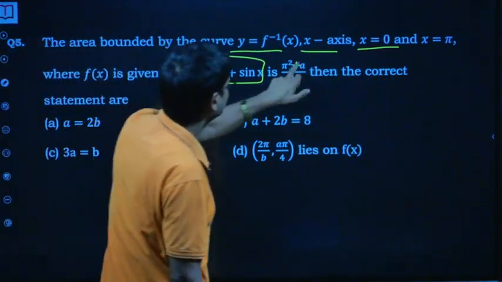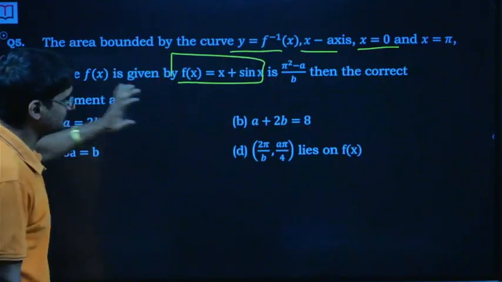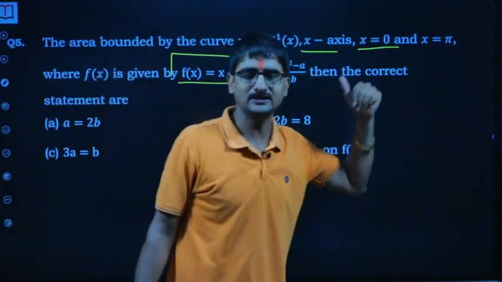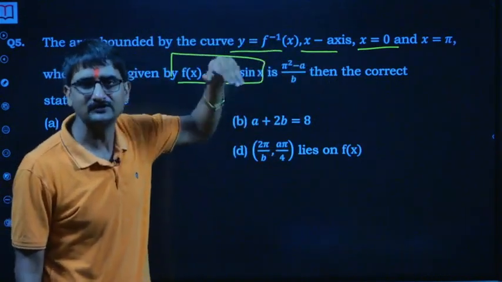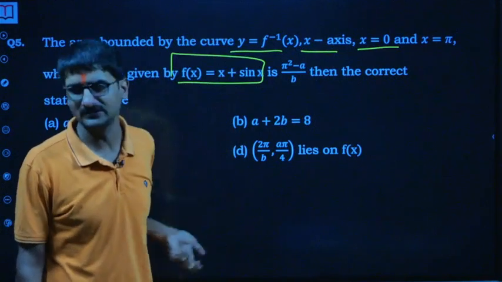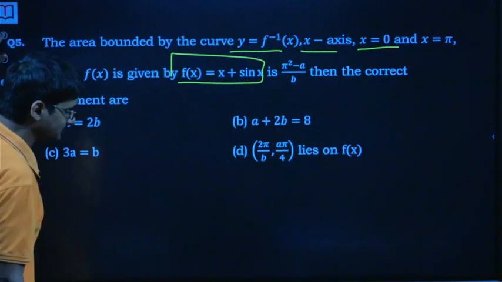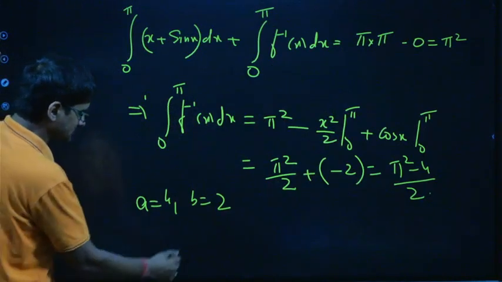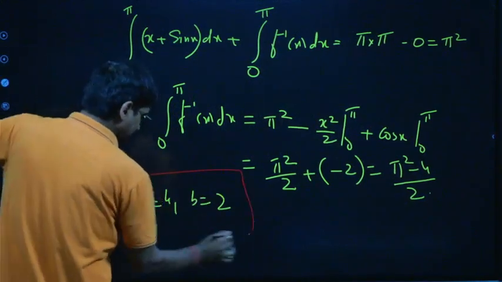Wait a minute, let me first do it with this, because it's comparable. If this would have been positive, I would have said A is equal to minus 1. Now if this is minus A, then of course I would have got pi square plus 4, and I would have said A is minus 4. But then look at the options. So according to this condition, A is 4 and B is 2.